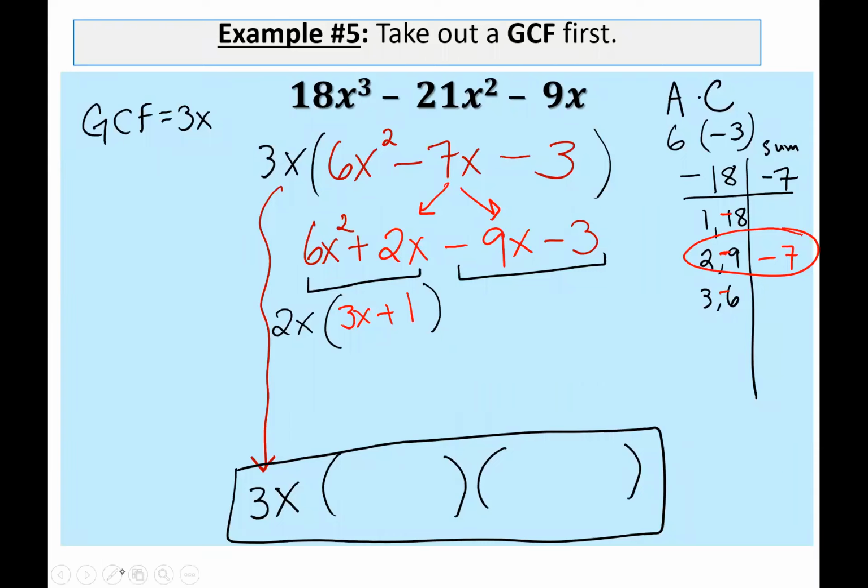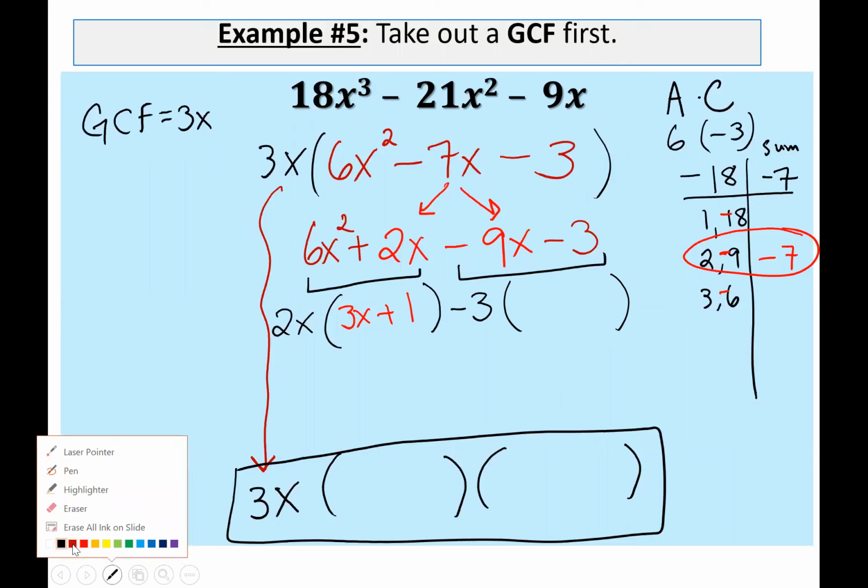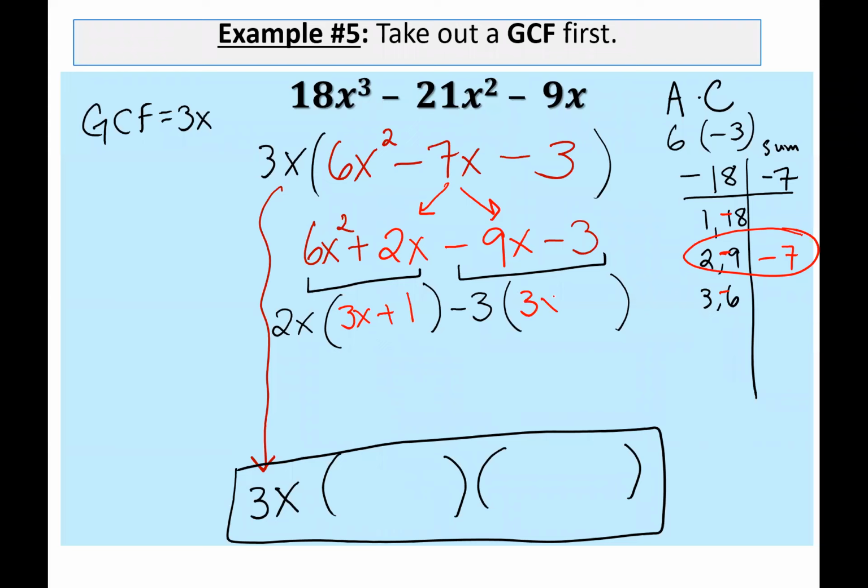Moving on to the second group, minus 9x minus 3. That minus 9x is kind of a leading term in that group. Remember, if your group starts with a negative, plan on factoring out a negative. The GCF between 3 and 9 is 3, so I'll factor out a negative 3. Negative 9x divided by negative 3 will be 3x. Negative 3 divided by negative 3 is positive 1.